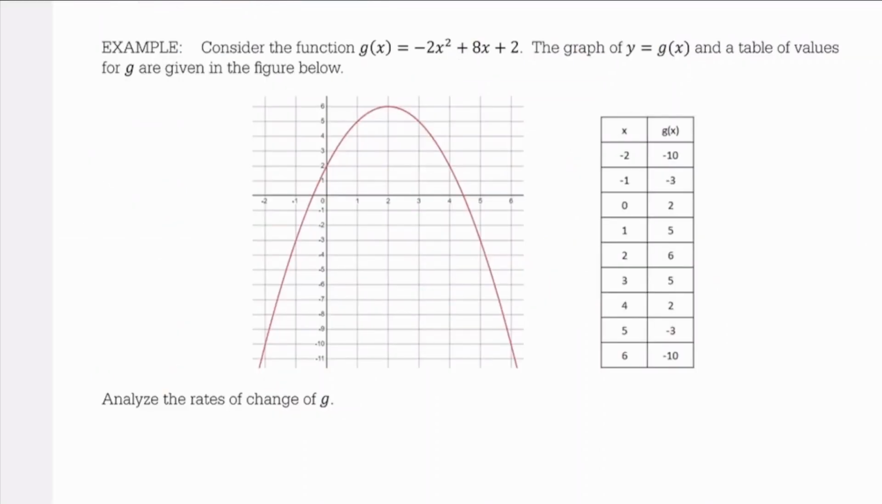All right, now we're going to look at this function g, which is another quadratic function, and it opens downward, and we've got a graph and a table of values right there.